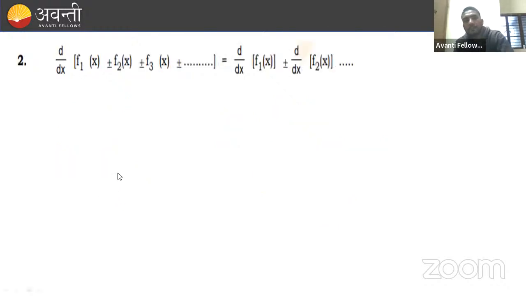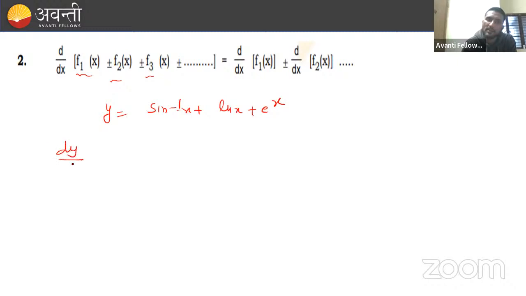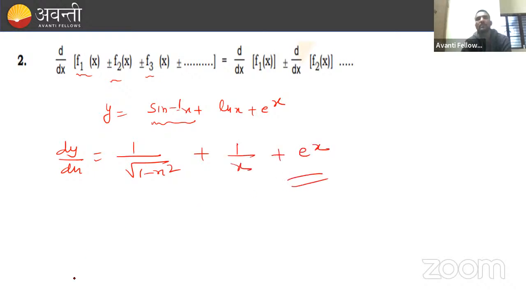The other one is, if there are so many functions with plus and minus signs between them, we can write the differentiation part separately. Suppose y is equal to sine inverse x plus ln x plus e to the power x. If we have to find dy by dx, we can find it separately. Sine inverse x, we know, is 1 divided by root under 1 minus x square. Ln x is 1 by x, and e to the power x is e to the power x. So this will be your differentiation. These are the small theorems that you need to know.